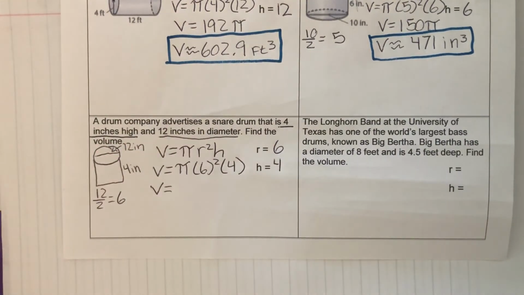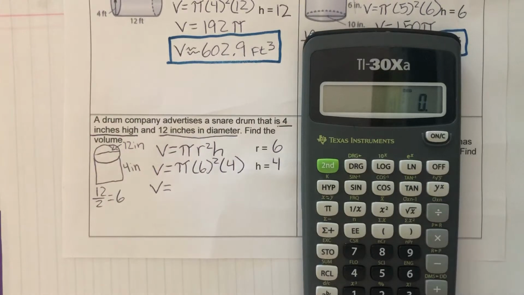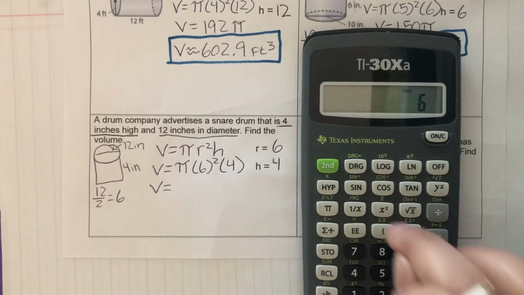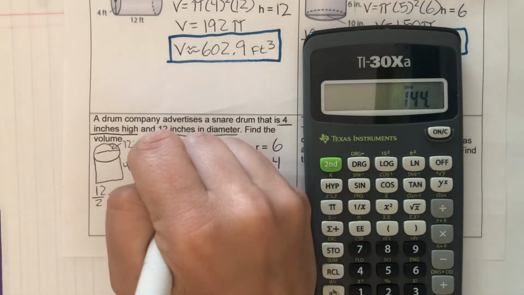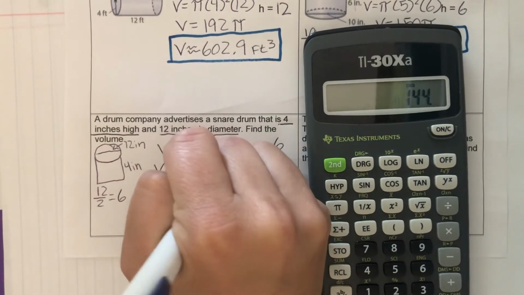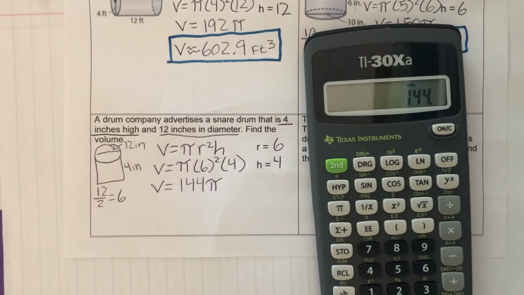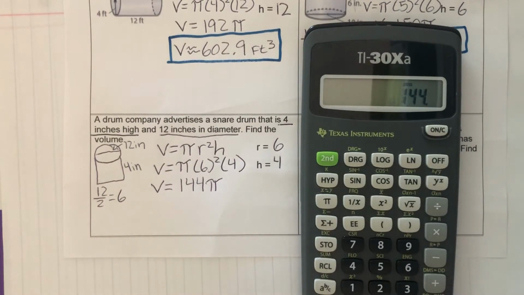Volume equals, again, you can use that calculator if you want, 6 squared times the height, which is 4. This is in terms of pi. We want to write it as a decimal, so we're going to use 3.14 for pi. So I'm going to multiply 144 times 3.14. And then I need to remember my direction said to round to the nearest tenth.